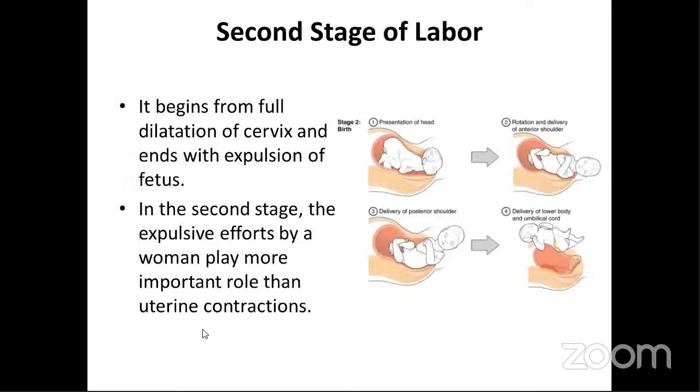Okay, so considering that, we'll move on and come to the second stage of labor. Now, as we discussed, the second stage of labor is from the full dilatation of the cervix, that is 10 centimeter dilatation, to the delivery of the fetus completely. Now, that is the second stage of labor, right? In the second stage, the expulsive efforts by the woman play a more important role than the uterine contractions. So this is a very, very important phase for the mother.